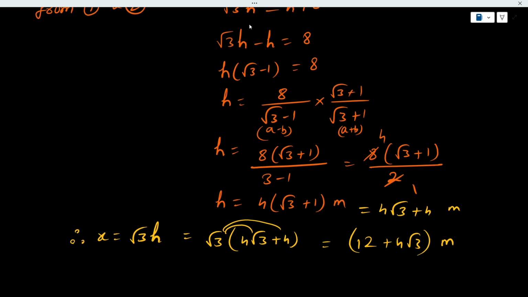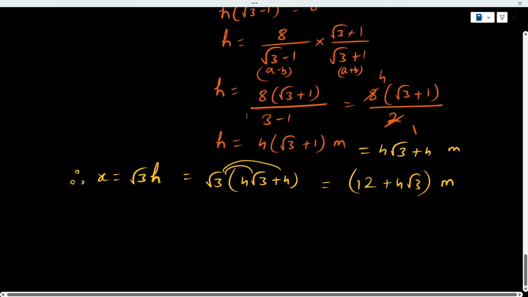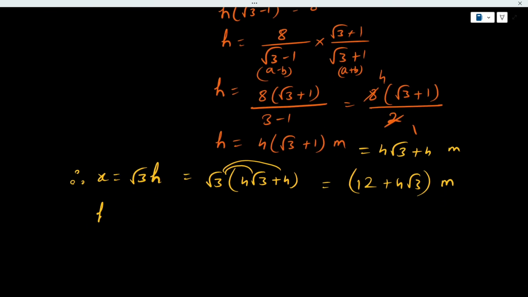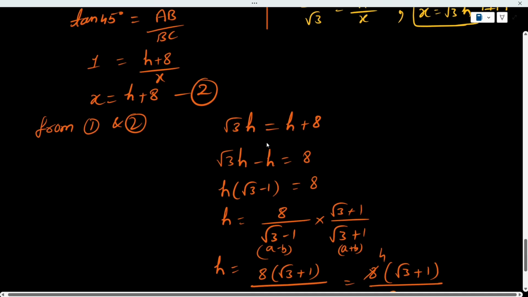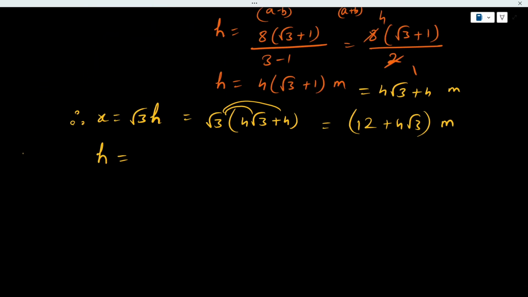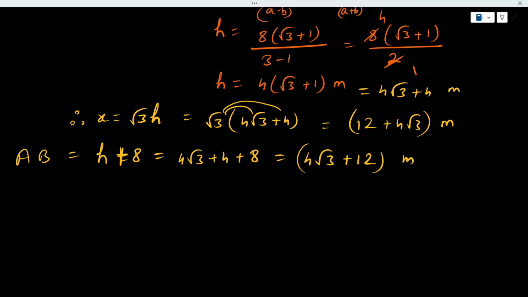Now what is your h here? The height of the multi-storied building is going to be AB, which is h plus 8, right? So AB is nothing but h plus 8, and the h value you are getting as 4 root 3 plus 4, plus 8, so that is going to be 4 root 3 plus 12 meters. So this is your answer.